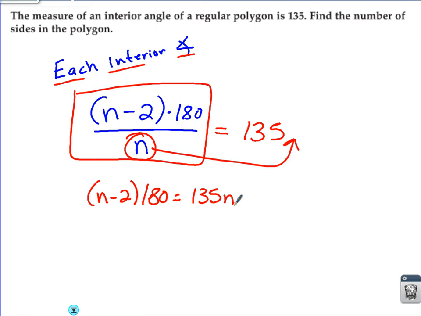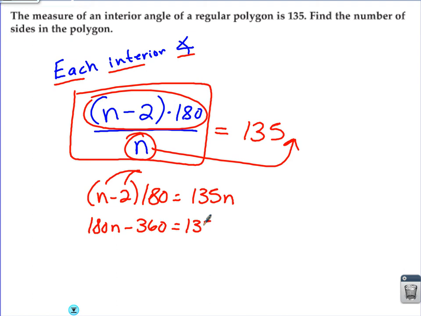Yeah, if you're given each individual angle, solve this equation. Distributive property, and if you wanted to, even in your formula, if you want to go ahead and distribute that, it might save you a step. 180 times each of these: 180n minus 360 equals 135n. So that's a pretty easy equation.